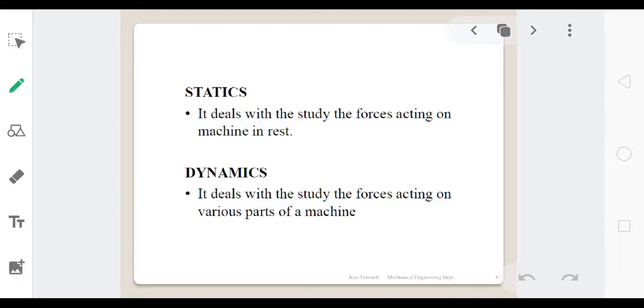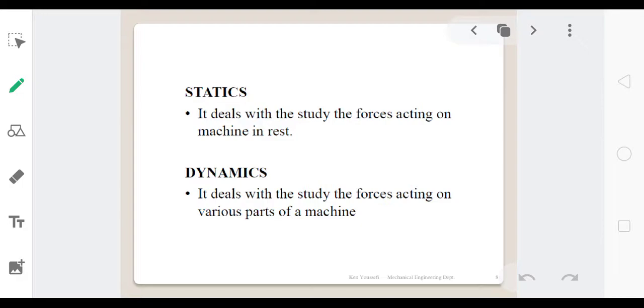So the first term is statics. I think most of you are familiar with the word statics. It deals with the study of forces acting on the machine which is at rest. Whatever forces act on a system which is at rest, the science of these forces is statics. Dynamics deals with the study of forces acting on various parts of the machine.